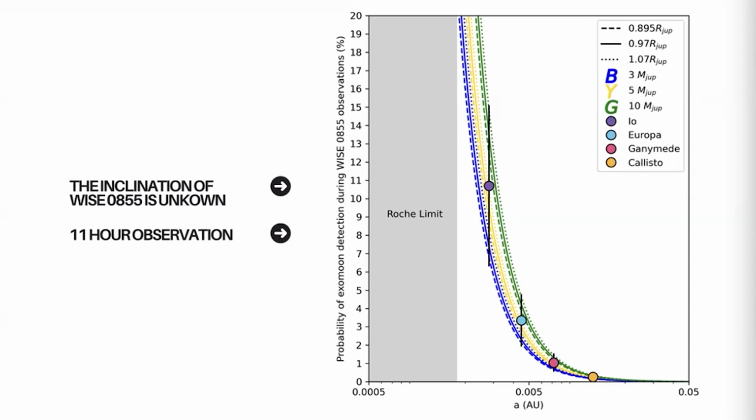And then if YZ855 is the smallest or least massive version of itself, then that goes down to about 6 or 7%. So it's actually not that crazy that we didn't find a moon, but this is just for one object. And of course, these chances are only going to continue to improve as we observe more and more.